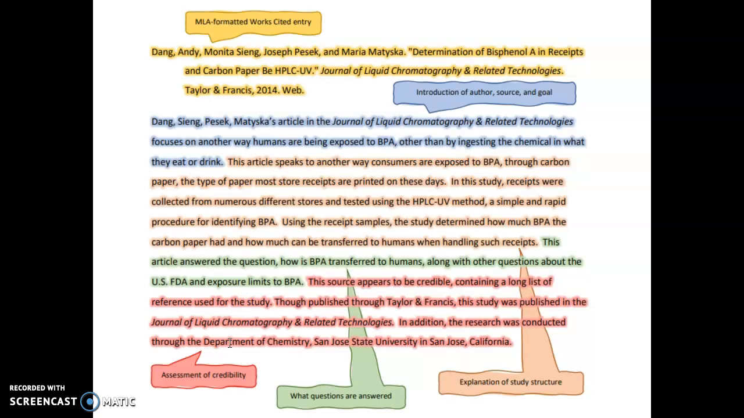So that's just annotations in a nutshell. An MLA works cited entry, and then a one-paragraph summary, making sure that you've got all four of these parts in them. You don't need to color code. I'm doing that here just for your convenience, but if you have a desire to do so, knock yourself out, all right?